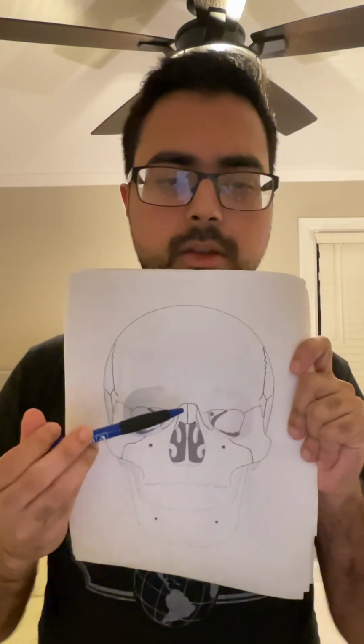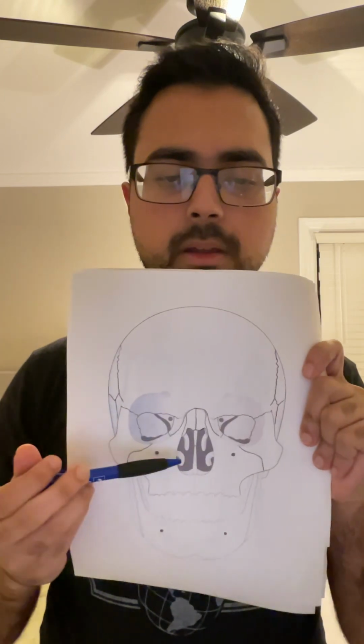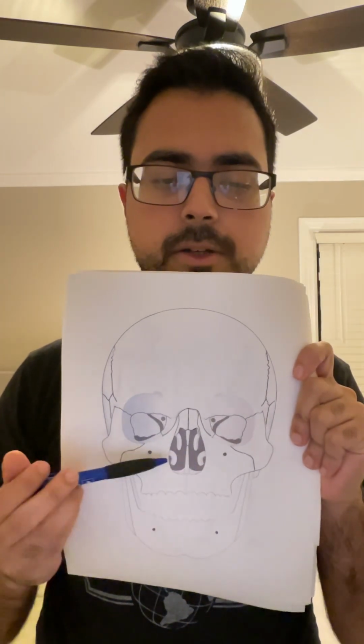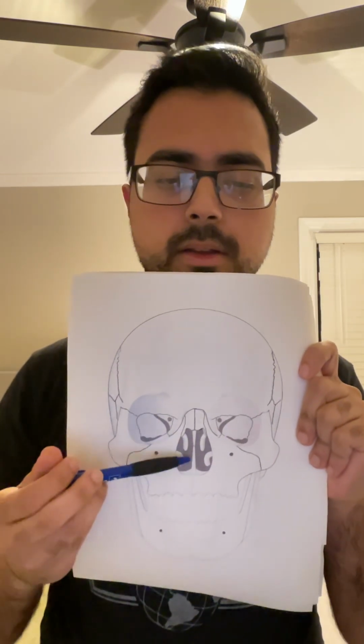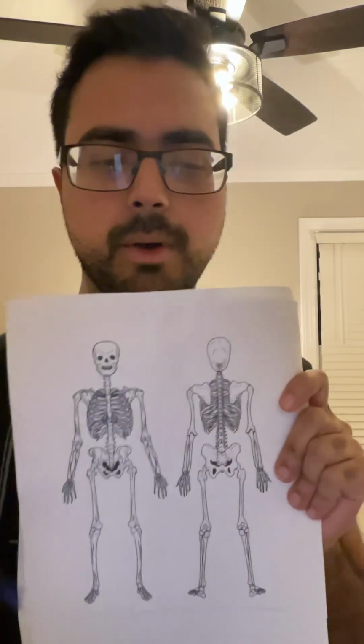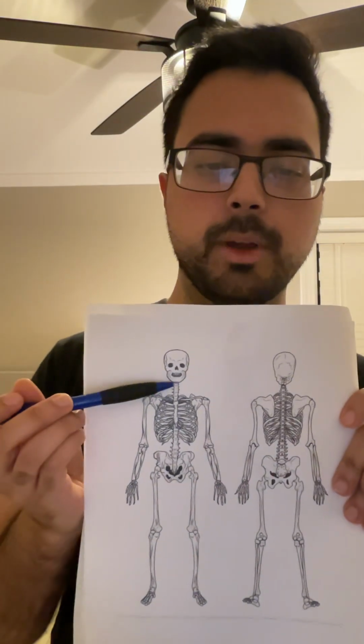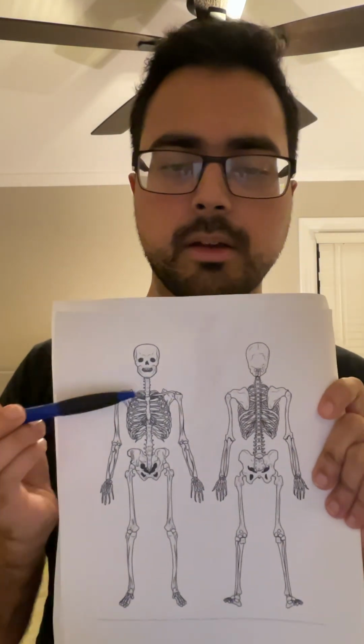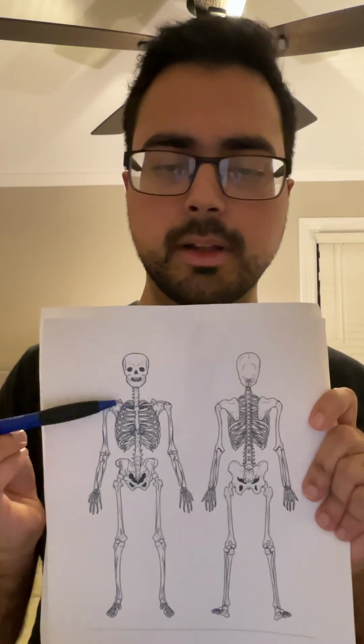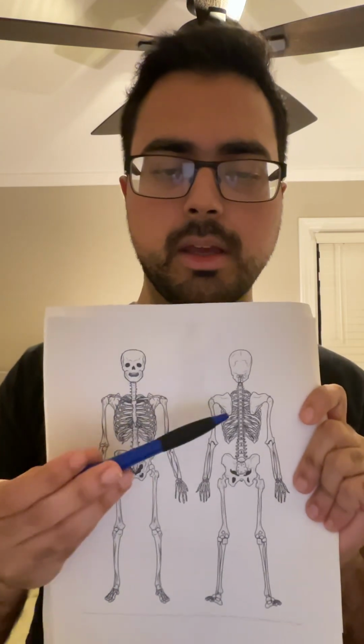And if you look at it from the front view, these are the nasal bones. This is the inferior nasal conchae, and this is the vomer. Focusing on the throat bone, we have the hyoid bone right here. Going to the shoulder bones, we have the clavicles and the scapula.